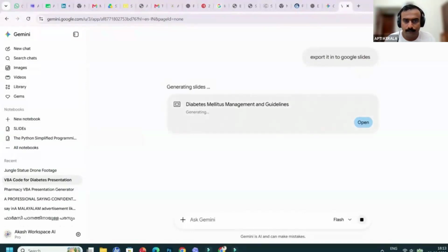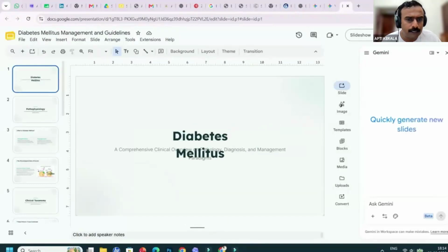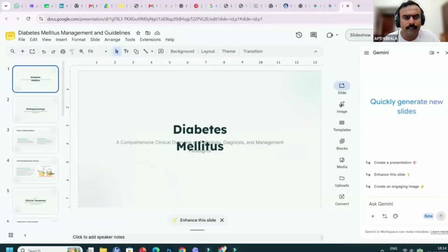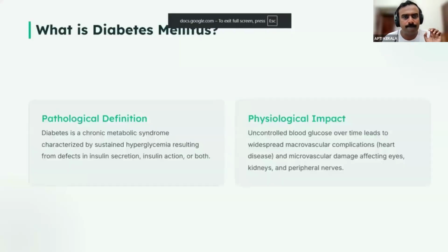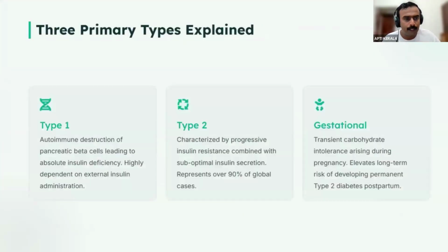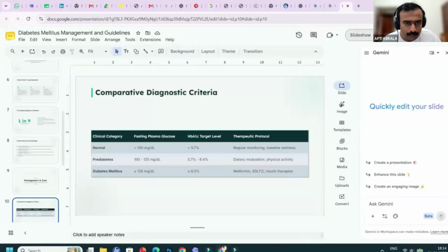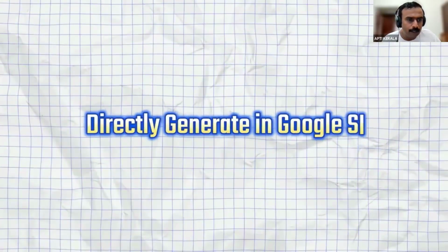A window will be there. It will show generating slides: Diabetes Mellitus Management and Guidelines. It will generate some slides. Click open. Some design problems are there, but it's all a matter of less than 1 minute. You are creating a presentation on diabetes in Google Slides, just export to Google Slides. You can download it as a PPT also. Now, it has some more advanced design graphics also.